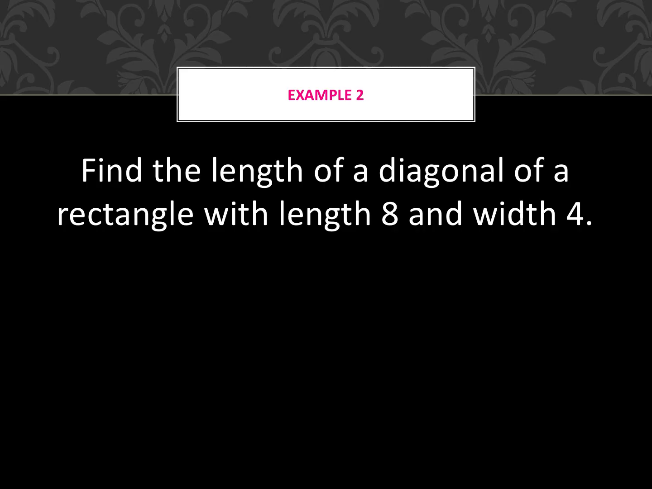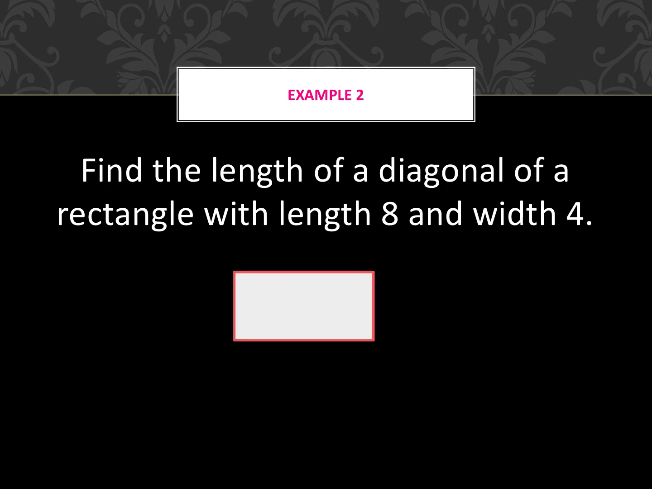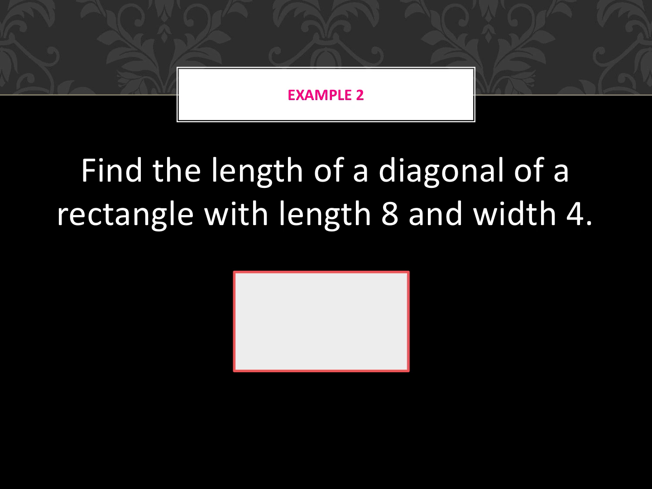So this one says, find the length of a diagonal of a rectangle with length 8 and width 4. So let me go ahead and draw a rectangle here. So here is my rectangle, and it said that it has a length of 8 and a width of 4. Now remember, a rectangle is a parallelogram and opposite sides are congruent. So I could have put the width over here and the length here. It doesn't matter. Now it says to find the length of the diagonal.